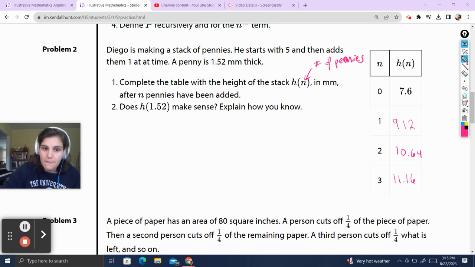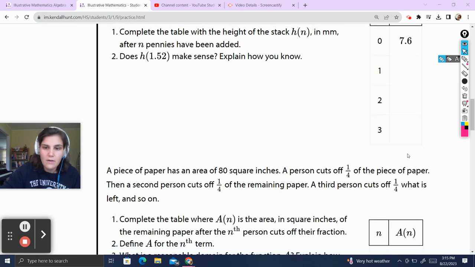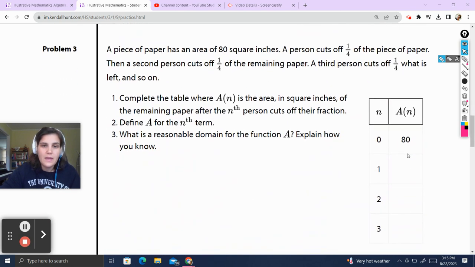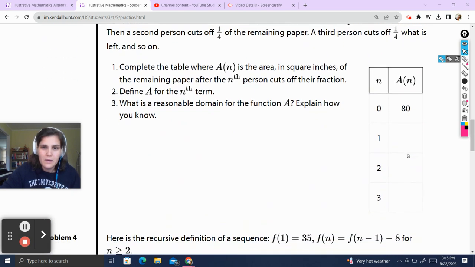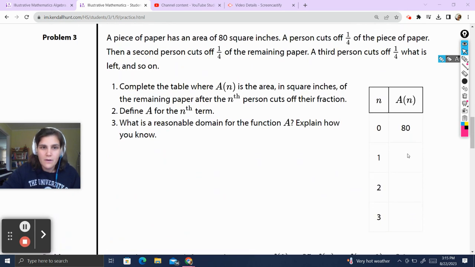Problem 3. A piece of paper has an area of 80 square inches. A person cut off 1/4 of the piece of paper. Then a second person cut off 1/4 of the remaining paper. A third person cut off 1/4 of what is left, and so on. Complete the table where A of n is the area in square inches of the remaining paper after the nth person cut off their fraction.